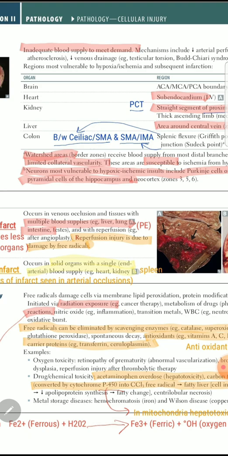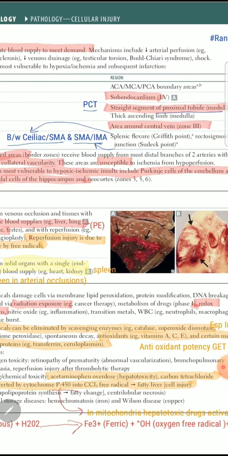So watershed areas, watershed is a term you can search. In the case of a river or pond, it is the area getting multiple supplies. Those areas are watershed areas. So watershed areas are where there are not many collaterals in the body, and in case of GIT, it is the very famous area between celiac and SMA. It is the splenic flexure that is asked.